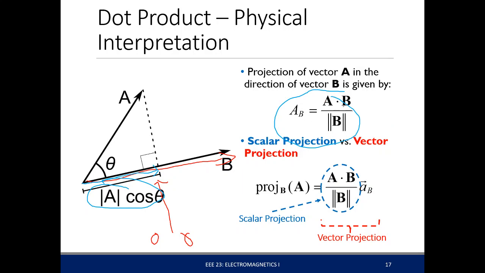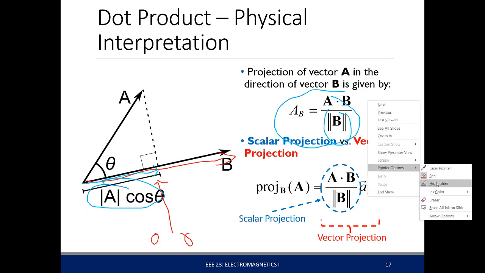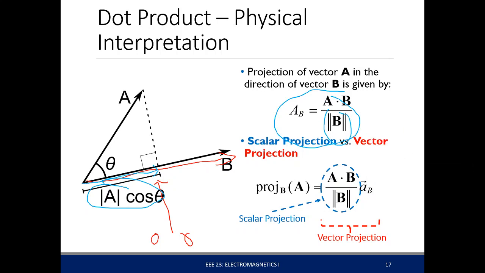So that's A dotted to B divided by the norm of B. Notice this term right here, B divided by the norm of B. This is actually the same as getting the dot product of A on the unit vector in the direction of B. And that is the scalar projection of your vector A on the direction of B.